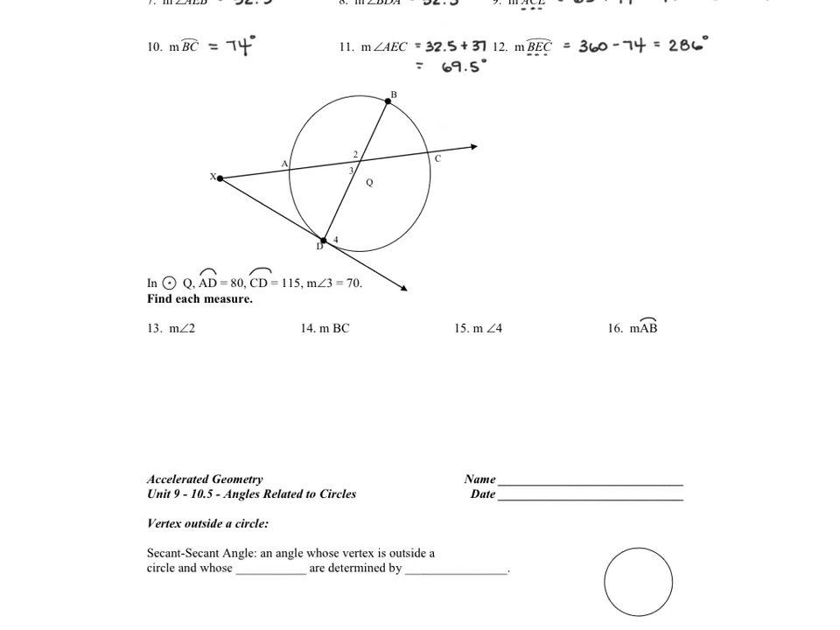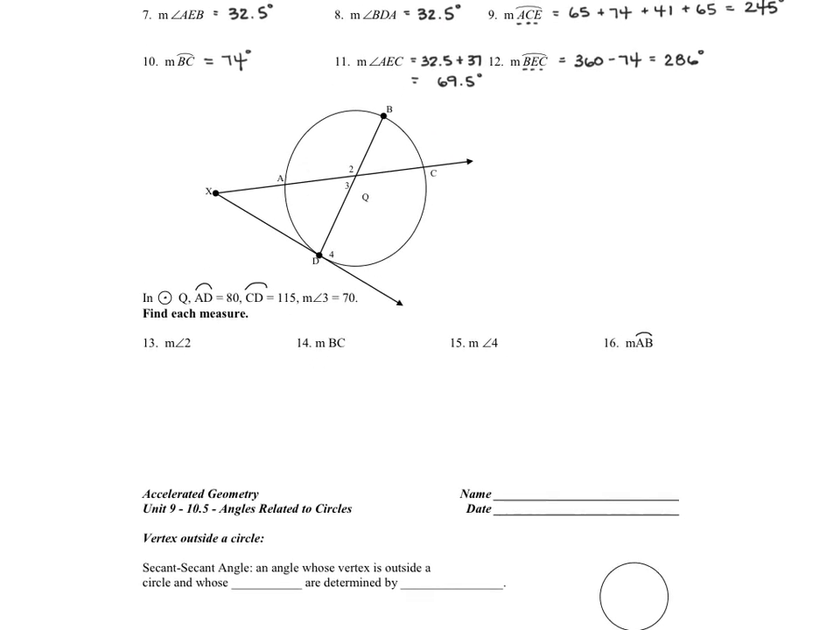Let's try one more with the information we've learned so far. Now we have circle Q, and arc AD is equal to 80. Arc CD is equal to 115. And the measure of angle 3 is equal to 70 degrees.